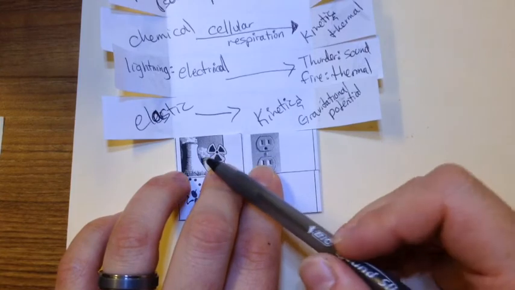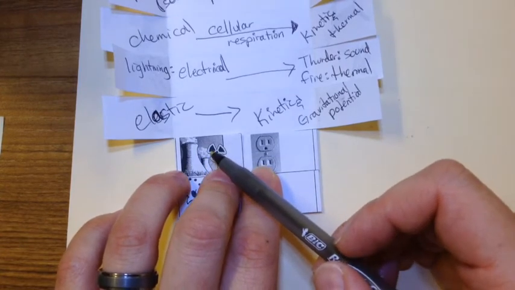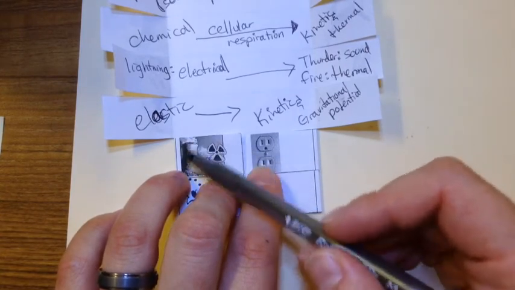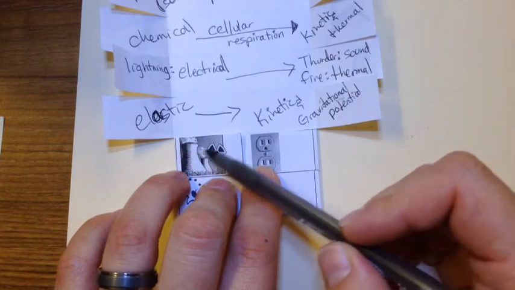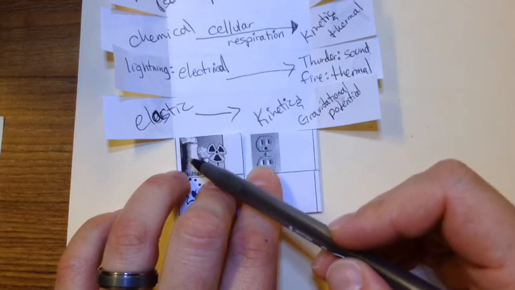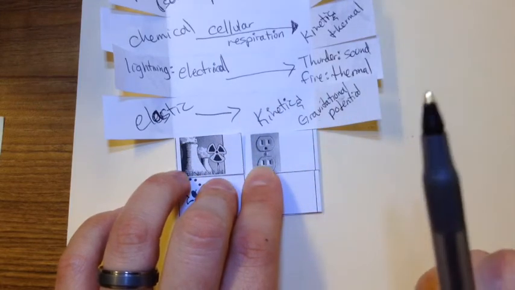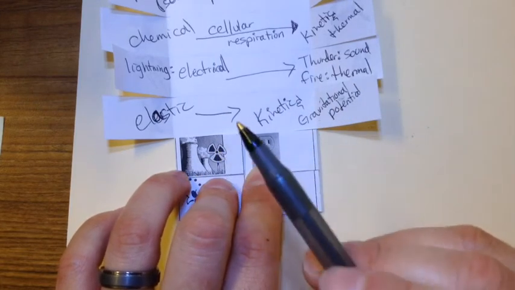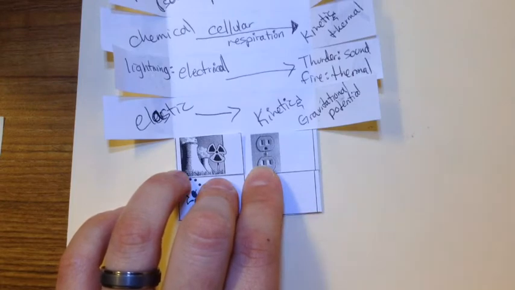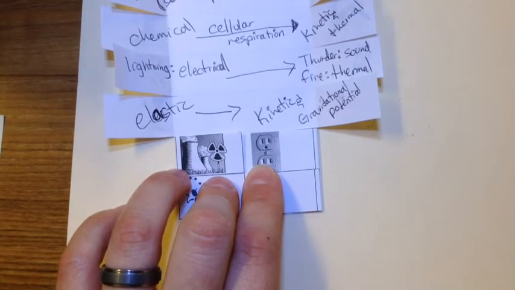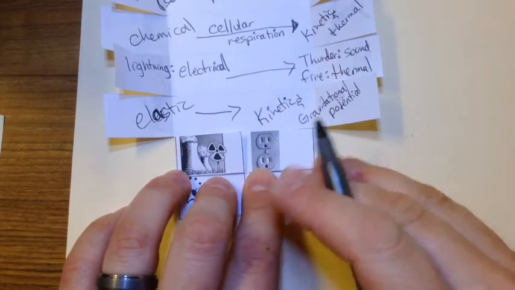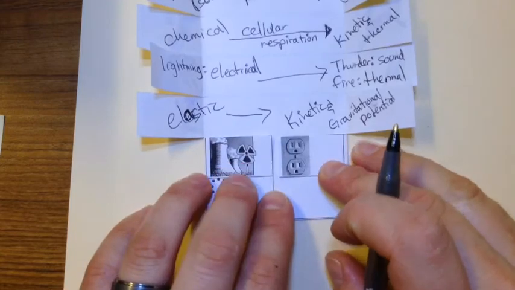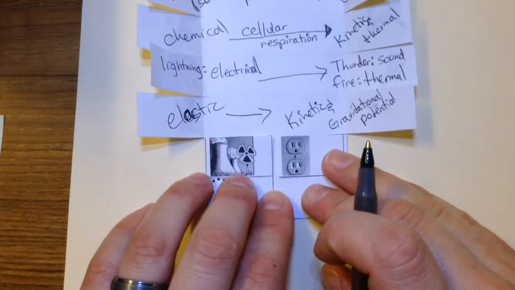All right, next. Does anybody know what that's supposed to be a picture of? Okay, think The Simpsons. Does that help? A power plant? Yes. What type of power plant? Nuclear power plant. Okay? So what type of energy are we starting with here?